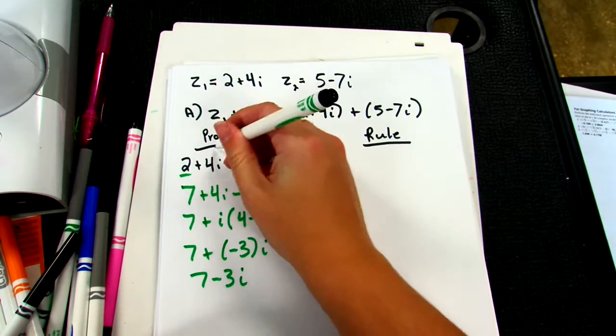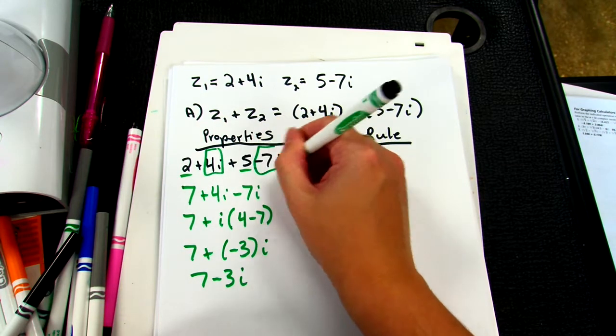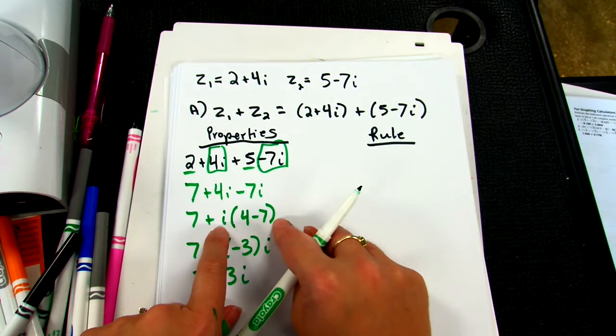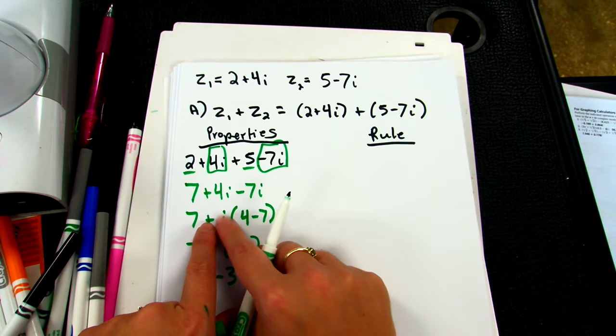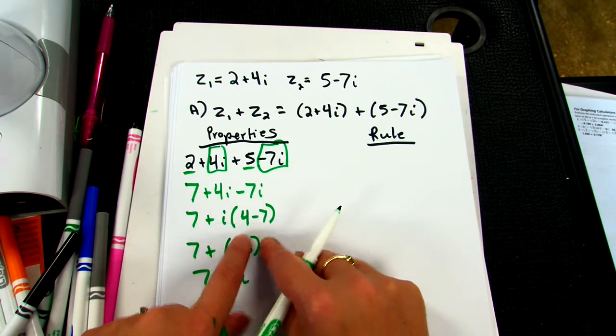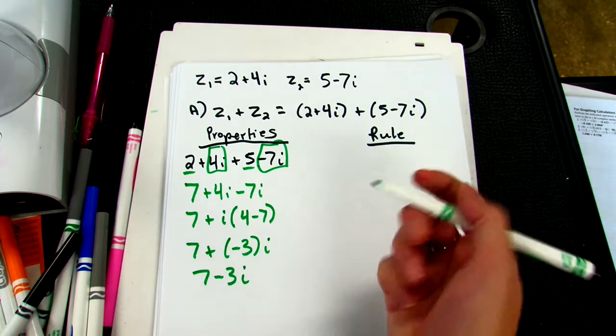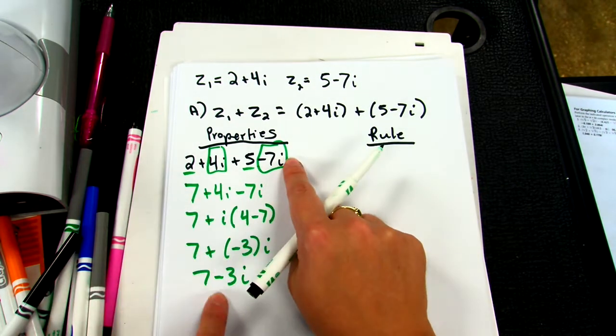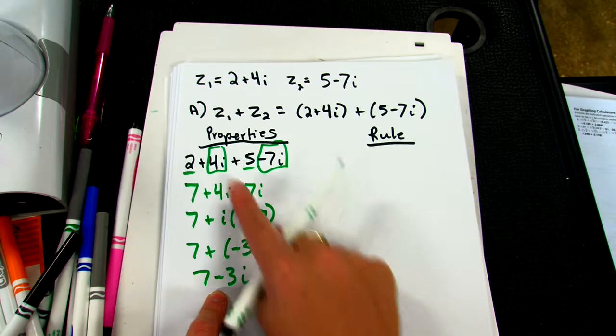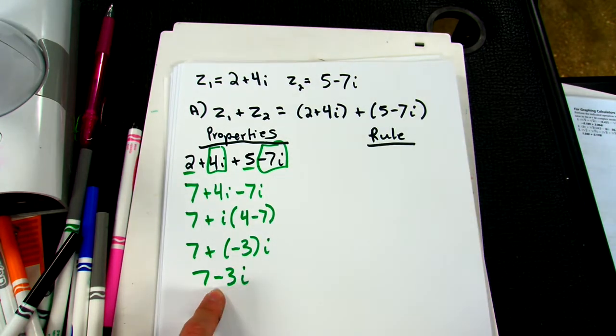Combining like terms. But remember, combining like terms is doing that. It's factoring out the common part of the term and then adding or subtracting the other piece. So again, yes, 4i minus 7i, you don't have to do all of that. You could just say, well, 4i minus 7i is negative 3i. That's fine too. Okay? So now let's do the rule.